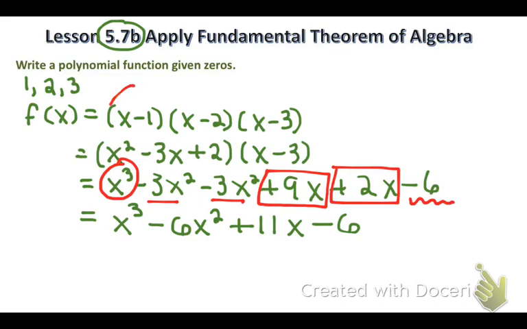All right, so I multiplied these two first, got x squared minus 3x plus 2, then distributed the x minus 3, and then once we got to this line of terms, we combined our like terms and ended up with this as our final answer.